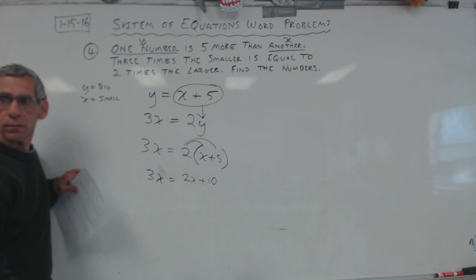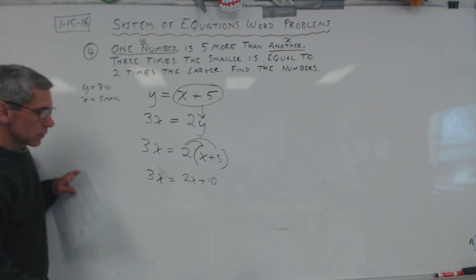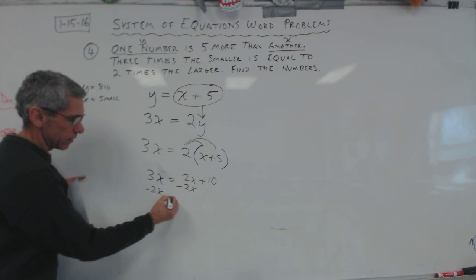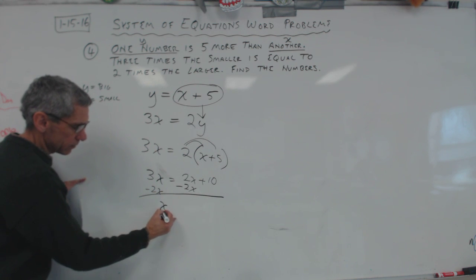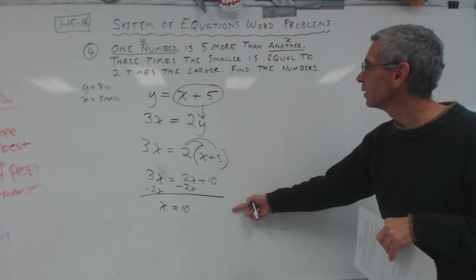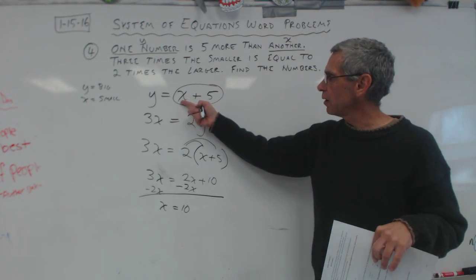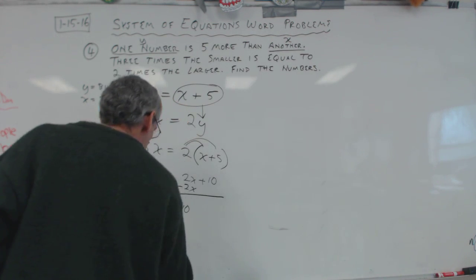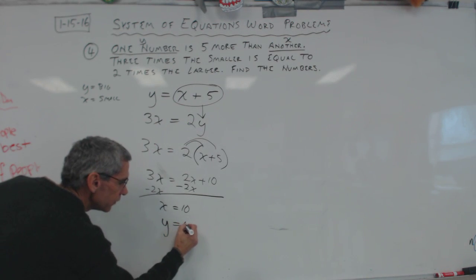Then you have to subtract, I know. I subtract 2x from both sides. Oh, that's easy, because then that just gives me an x. x is equal to 10. So what is my y? 15. My y is up here, right? 10 plus 5 is 15. So my y is 15.